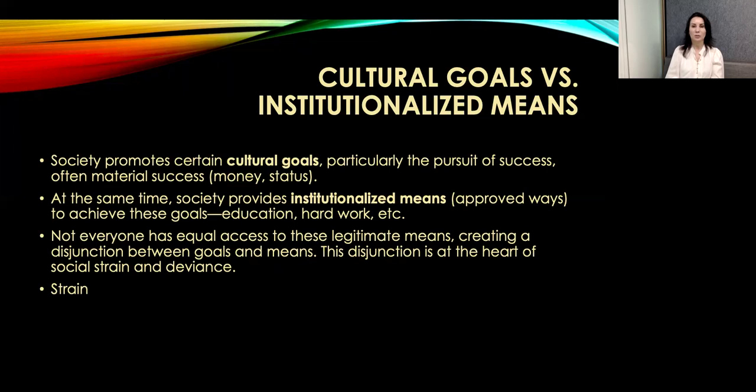Not everyone is equal, and not everyone follows legitimate means equally. That's why Merton's typology explains how different types of people can live differently in society. And his theory is called strain theory.